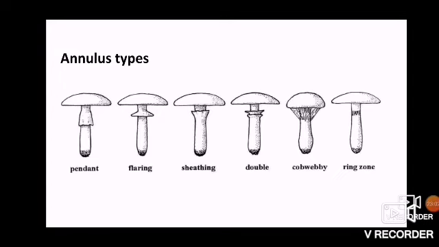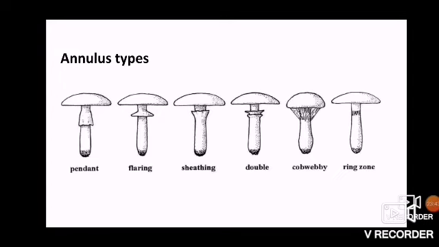One is called pendant, the first one there. And pendant annulus is the skirt-like annulus that we referred to earlier. And it's just hanging down kind of like a skirt. Flaring is where the annulus basically flares outwards, it juts outwards. Sheathing is where it sheaths the bottom, comes up, and instead of hanging down, it's actually going upwards. A double is just another type of sheathing. It's a double-lipped sheathing there, so we will see other double-lipped rings as well.